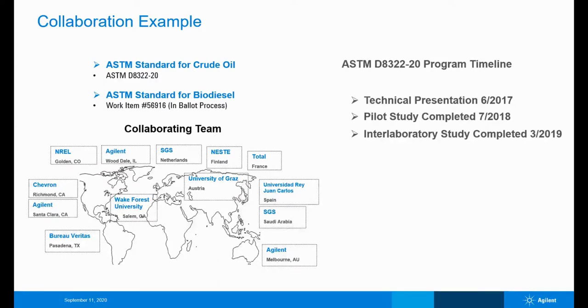The inter-laboratory study, which is a much more rigorous study, required that each laboratory test 3 fuels, 2 for crude oil and residual oil, and the biodiesel samples. That inter-laboratory study was completed in March of 2019.